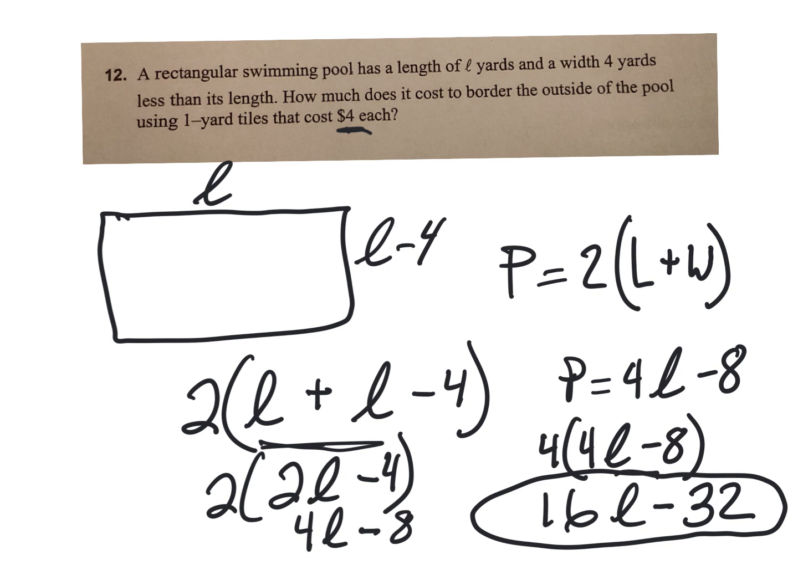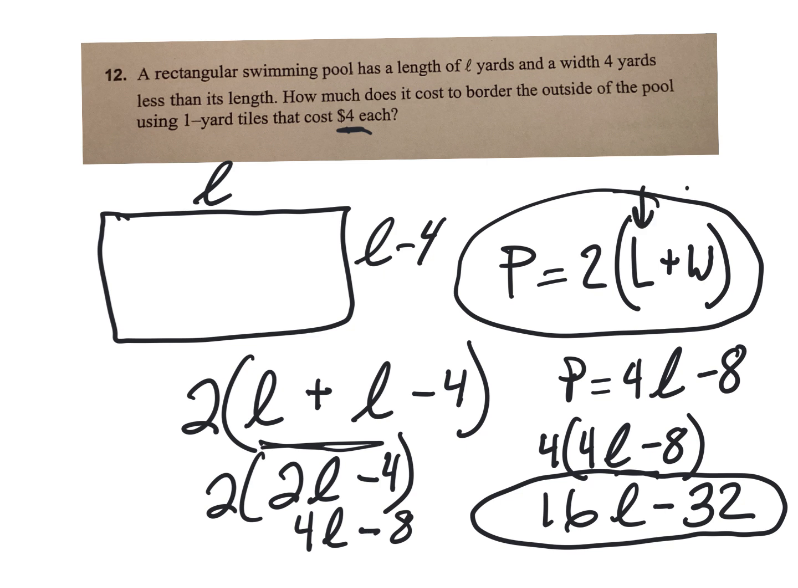Okay? So what I want you to do is when you have one of these, and you'll have one on the test, use this formula. Find the perimeter. The perimeter of a rectangle is the length plus the width, times all of that by 2. And then you can figure it out from there. Once you have the perimeter, then you have to times it by how much each tile costs. And then you'll get your final answer, which is right here.